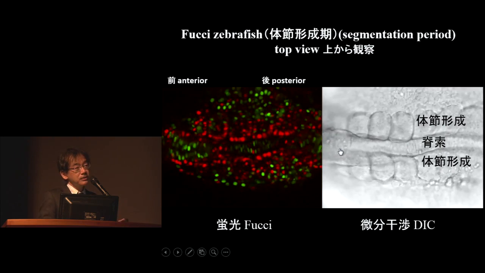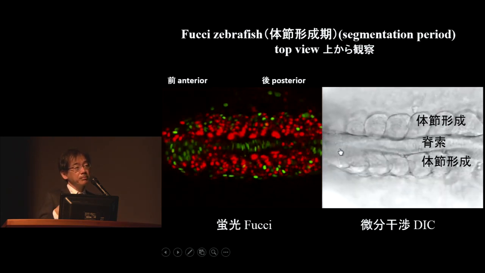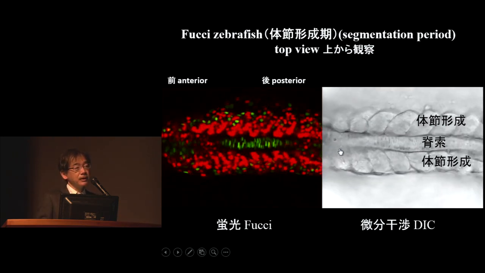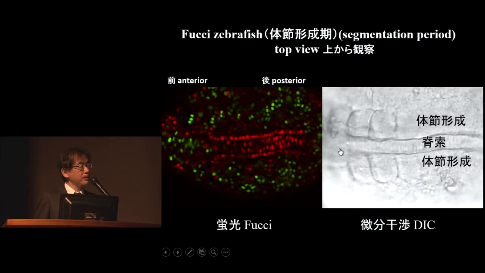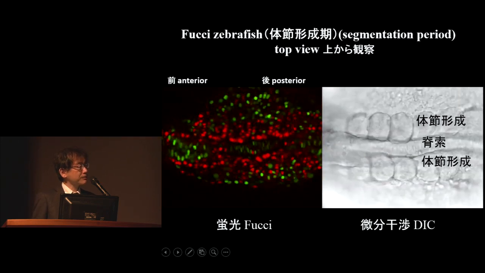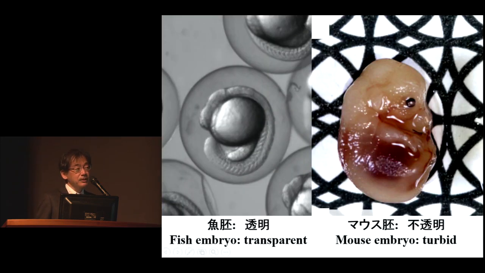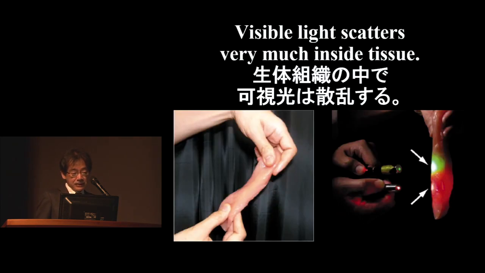So the node code is the central region of the body. And I should say it's amazing that we can visualize the central domain of the animal in the live state, from outside. This is because fish embryos are extremely transparent. By contrast, mouse embryos are turbid. Mice, humans, and many animals are not transparent, and visible light scatters very much inside the tissue.